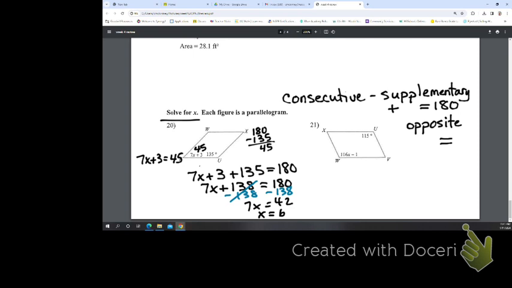And then 21, are they consecutive or are they opposite? They are opposite. And also we can kind of see they're both obtuse, right? Compared to one being obtuse and one being acute. So since they're opposite, we should be setting them equal to one another. And then we just have a nice two-step equation. So I have 116x is 116. And when we divide, x is 1. Nice little old 1.